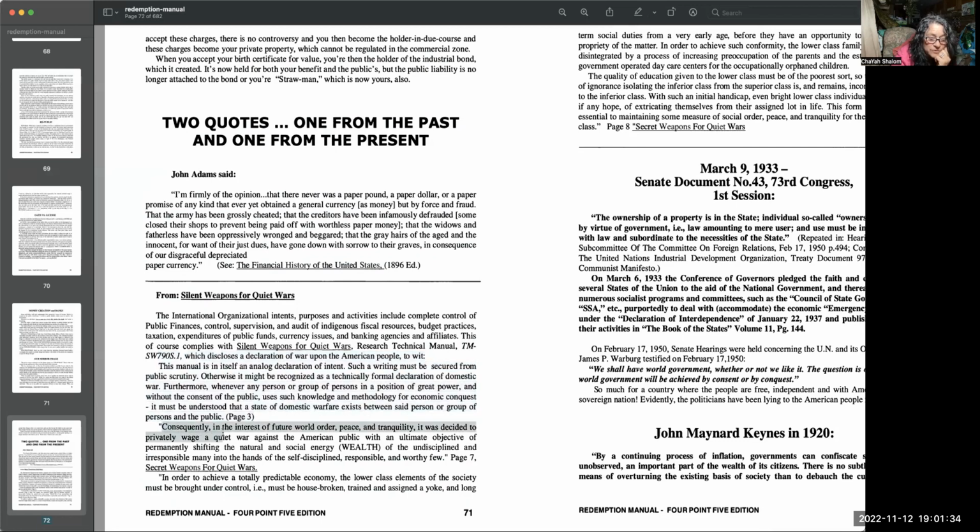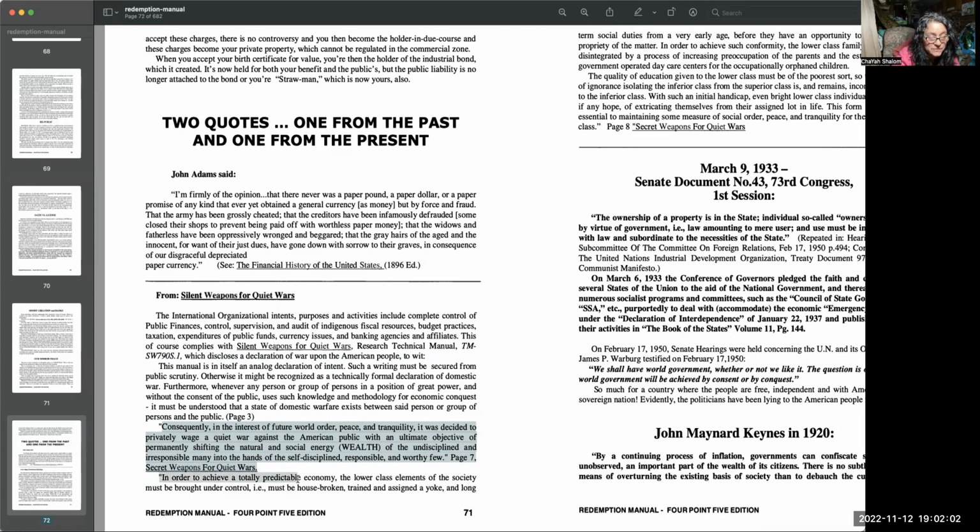Consequently, in the interest of future world order, peace, and tranquility, it was decided to privately wage a quiet war against the American public, with an ultimate objective of permanently shifting the natural and social energy, wealth, of the undisciplined and irresponsible many into the hands of the self-disciplined, responsible, and worthy few. Page 7, Silent Weapons for Quiet Wars.